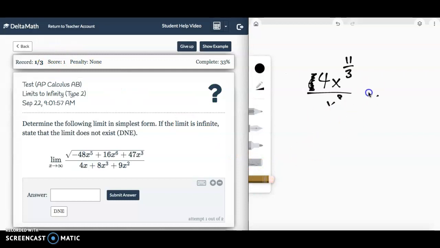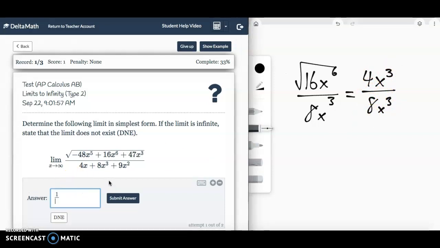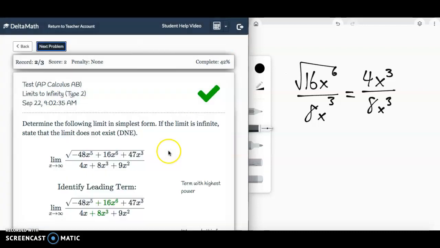All right, and this next one, let's look at one more example of this. My biggest term in the top I have to care about is a 16x to the 6. And on the bottom, the biggest thing I have to care about is my 8x cubed. So when I simplify that, you'd end up with 4x^6 over 2, which would be x cubed. So 4x cubed over 8x cubed. And then since they match, 4 over 8 is 1/2. There you go.